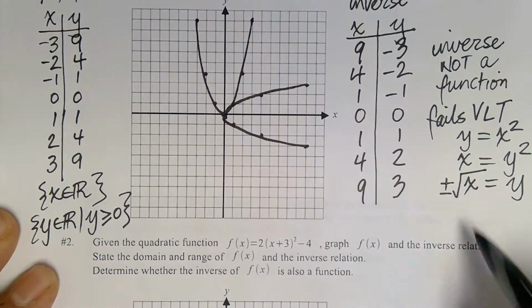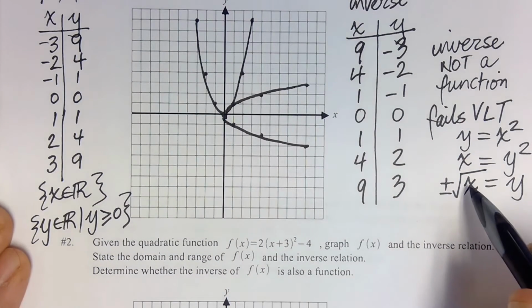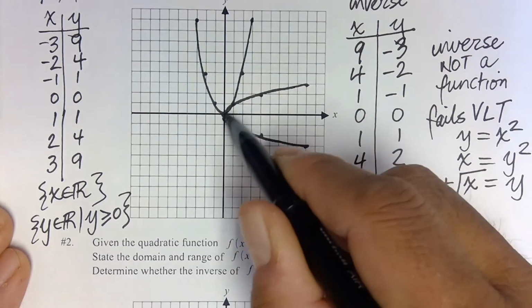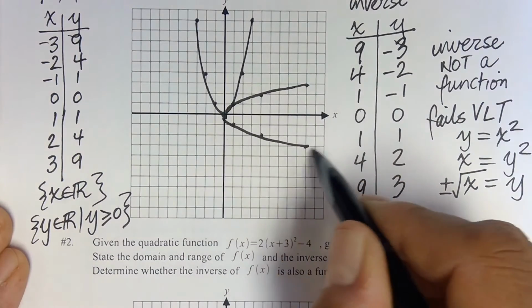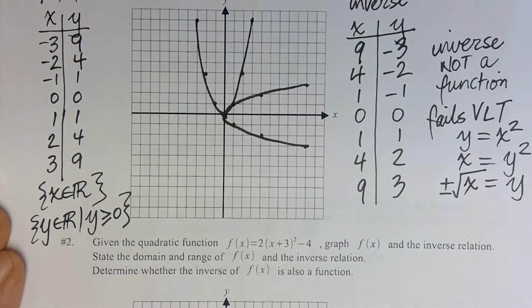This is the negative. So you see the plus or minus? The plus, the positive square root is the top branch. The negative square root is the bottom branch. This inverse is not a function.